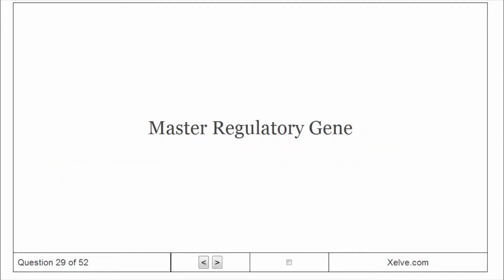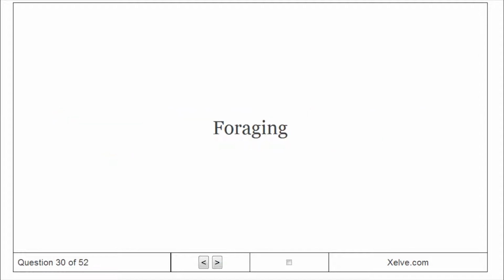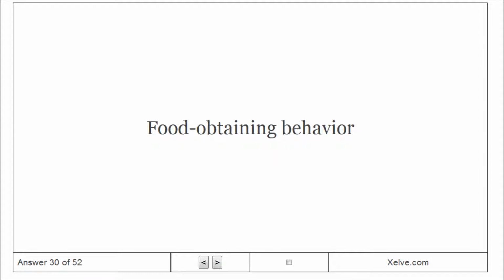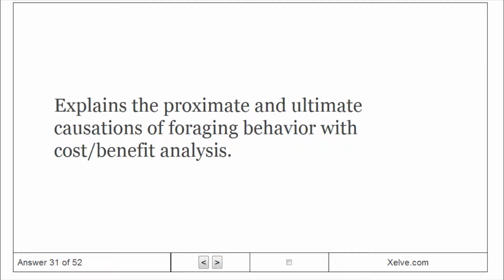Master regulatory gene: a gene that directs the expression and activity of many genes with narrower functions. Foraging: food obtaining behavior. Optimal foraging model: explains the proximate and ultimate causations of foraging behavior with cost-benefit analysis.